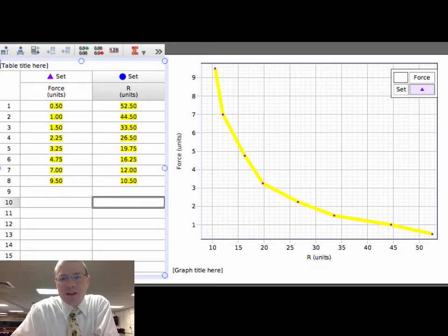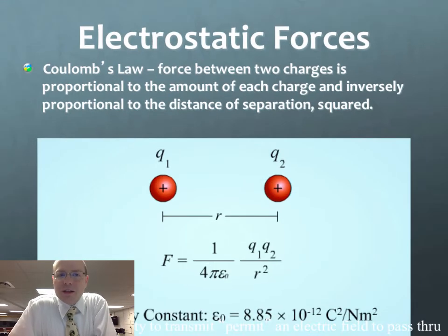We did end up seeing this curve where the force was very strong when the charges were close to each other, and the force was very weak the further they got away. It is an inverse relationship, and according to Coulomb, the person that studied this, it is an inverse squared relationship. So what Coulomb's law states is that the electrostatic force between two charges is proportional to each of the charges and inversely proportional to the distance of separation squared.